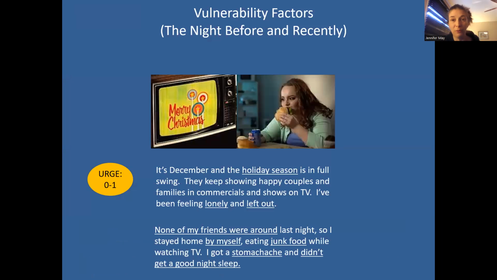So we're going to start with the vulnerability factors. We're going to look at maybe the night before and recently, looking at the context. And yes, I know each picture is not the same woman. I'm looking at Google Images, it's impossible to get the same person for everything. So yeah, I do get that.